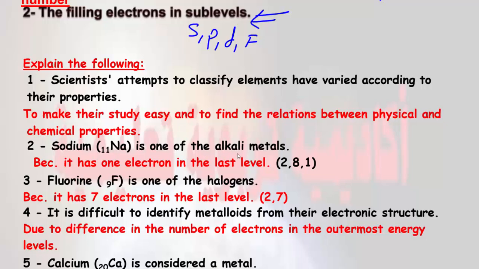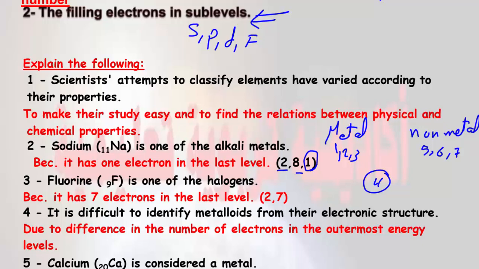Sodium, Na 11, is one of the alkali metals. Dear student, we said that alkali metals end with one electron in the outermost energy level. Here, metals end with one or two or three electrons in the outer shell, while non-metals end with 5 or 6 or 7 electrons in the outermost energy level.